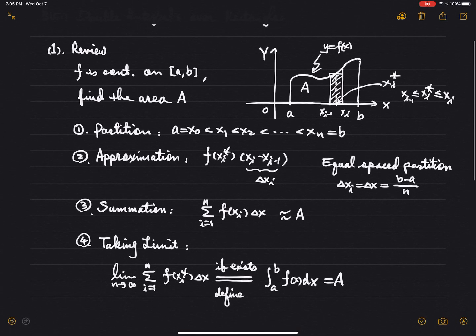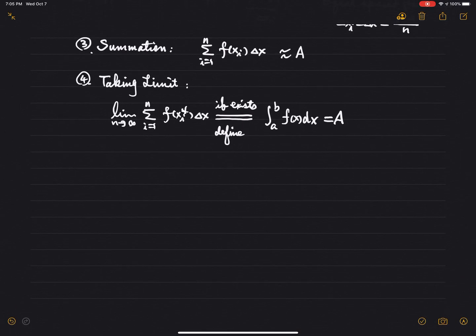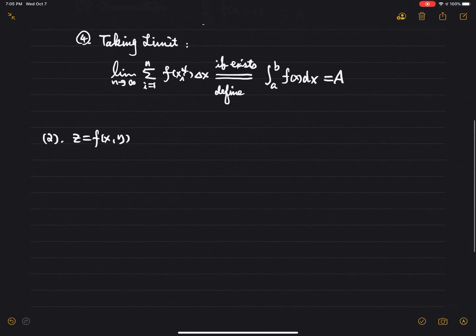Okay, let's see. We consider a function of two variables, f(x, y). Now, a function of two variables, in three-dimensional space, is a surface in the space. So here, suppose we have this surface.